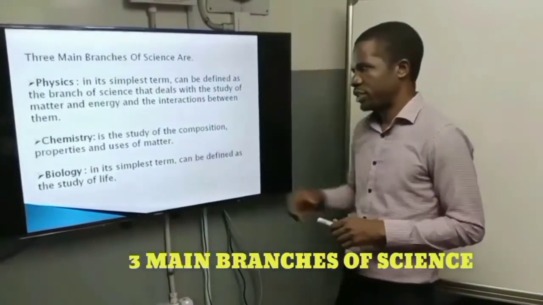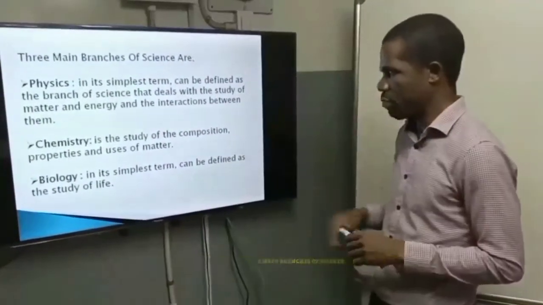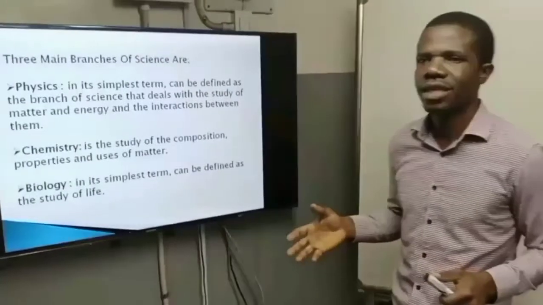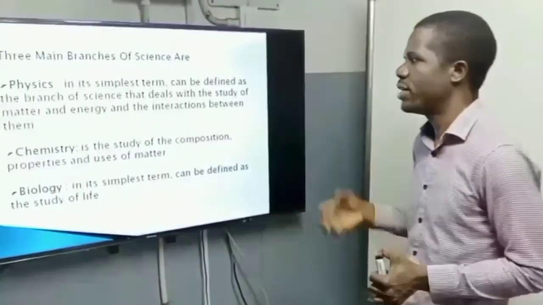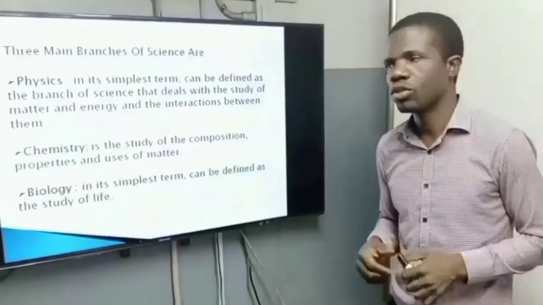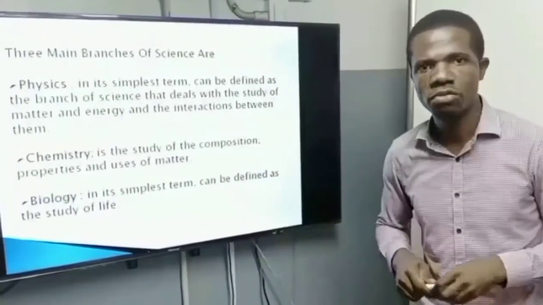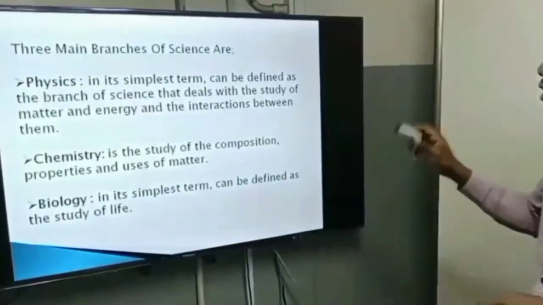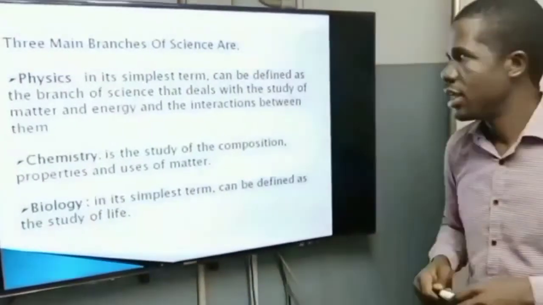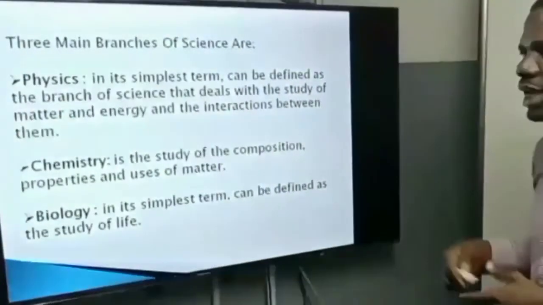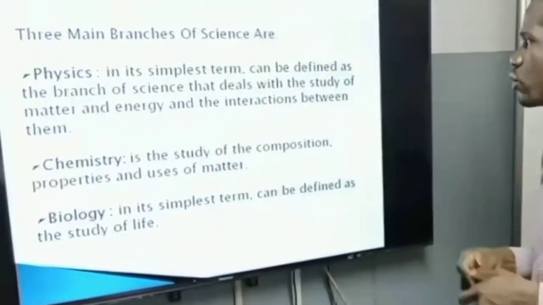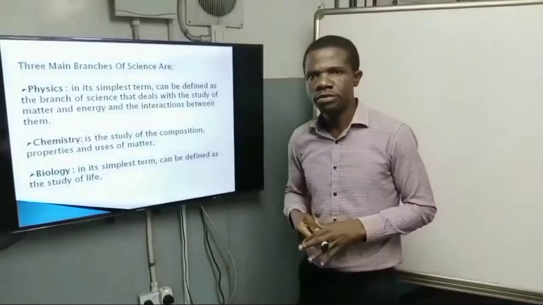We'll start off with the one at the bottom, which is biology. In its simplest term, biology is the study of life. Chemistry, on the other hand, is the study of the composition, properties, and uses of matter. Physics can be defined as the branch of science that deals with the study of matter and energy and the interactions or interrelationships between them.